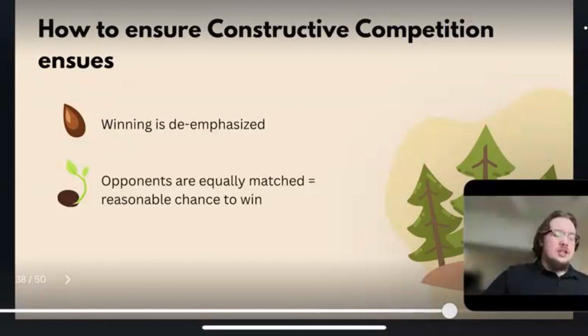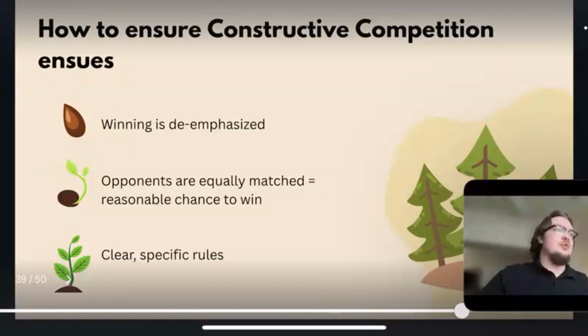Opponents are equally matched, which increases the reasonable chance to win. So when we all feel like it's evenly matched, meaning everyone across the groups either has some positives from the group project and some negatives, if everyone had an equal amount or if everyone had equal opportunity to succeed in the group project, then you're going to be more willing and more likely to win or get a good passing grade. Okay.